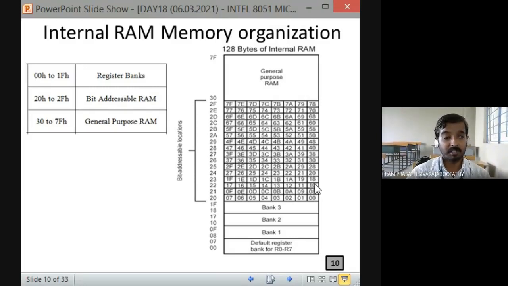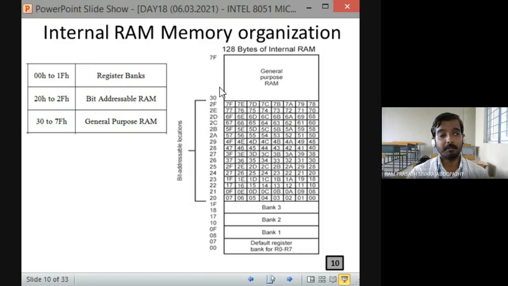Fine. What about the register bank area? This area of RAM location can be used as registers. Is it clear to all of you? What about the remaining bytes? So here we have 32 bytes, here we have 16 bytes. In total, 48 bytes are over.